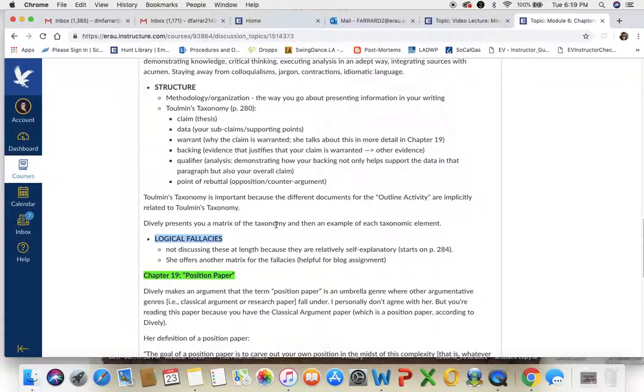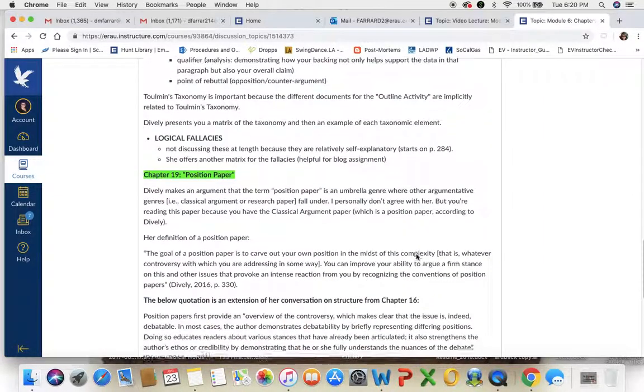I'm not going to discuss these at length because really what it is is she identifies all of these different logical fallacies and explains what they mean. But logical fallacies are flawed logic. So it's someone who's trying to make an argument, but there's clear argumentative fallaciousness, or it's a fallacious argument, which means that there's a flaw in the logic. And then she has another matrix for the fallacy. So this is relevant to the blog assignment for the particular week.